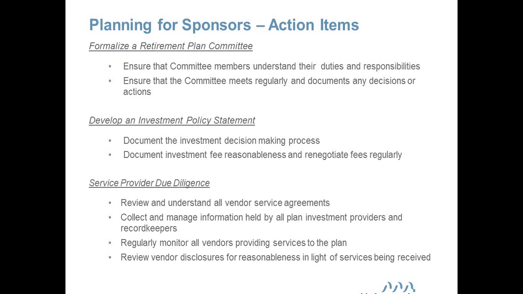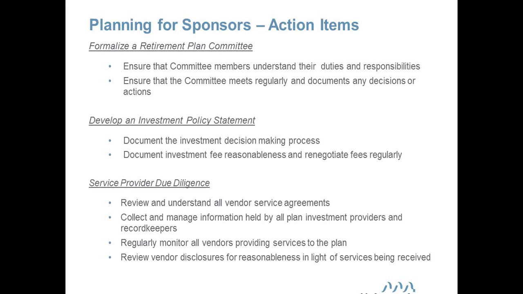Again, you can't just hire a third party to make recommendations on the investments. You would want to document that you are understanding those investments and why decisions are being made to change a fund out of the plan or maybe to leave a fund in the plan. And document the investment fee reasonableness, renegotiate your fees. You want to document that for purposes of 408(b)(2), the fees that you provide are reasonable in light of the services being rendered. That doesn't mean you have to pay the lowest fee. It just means for whatever services you're being provided that the fee you're paying is reasonable.